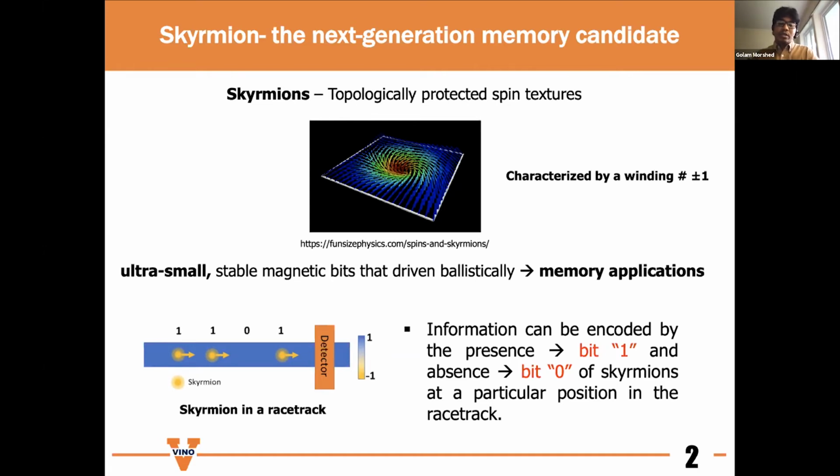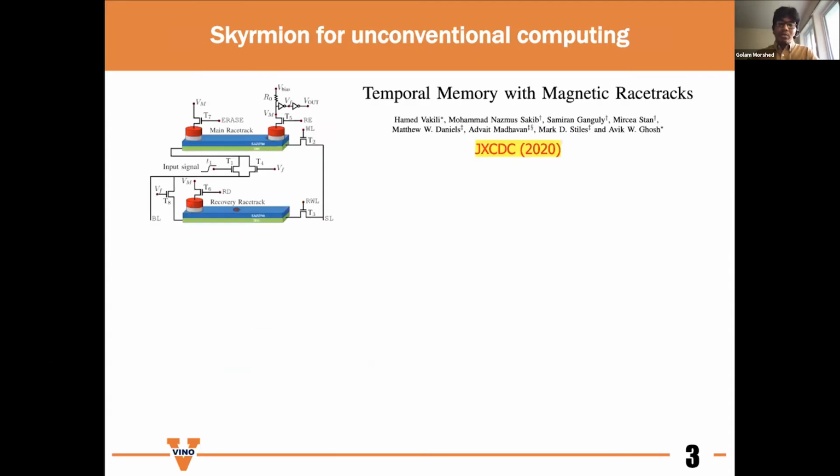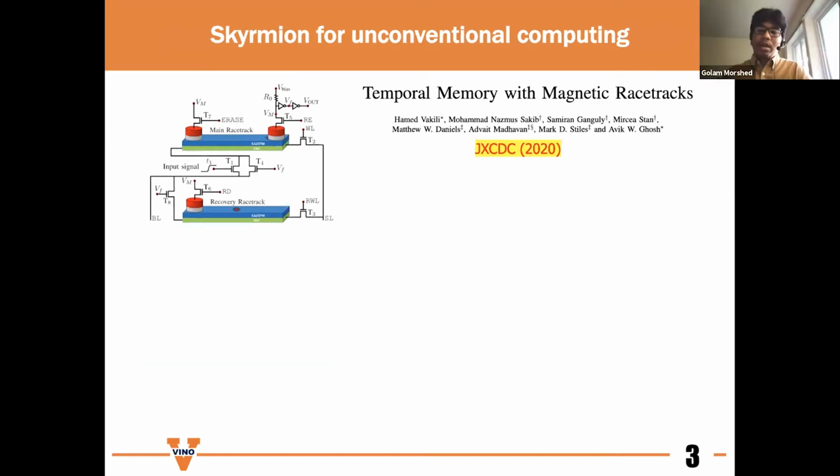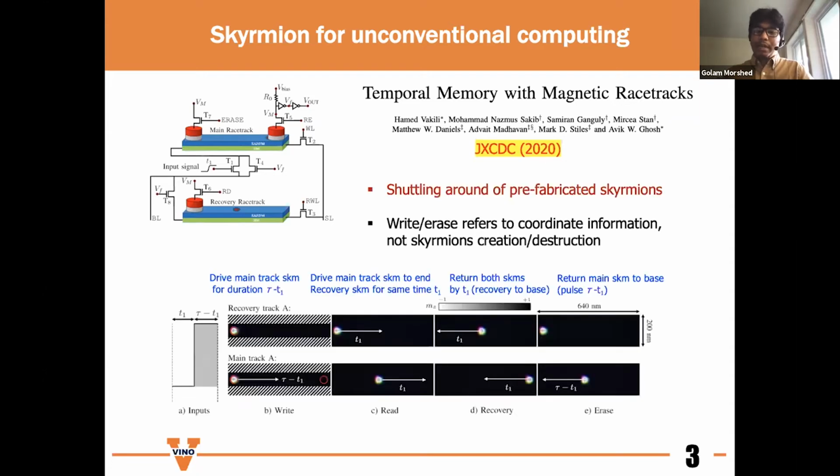So here is an example of the skyrmion based racetrack for a conventional application, where the skyrmion can be encoded as bit 1 when a skyrmion is present in the racetrack, and as bit 0 when a skyrmion is absent in the racetrack. Here in our group, the incoming wavefront's temporal data is mapped into the position of the skyrmions, and the skyrmion positions can be used for the encoding of the information.